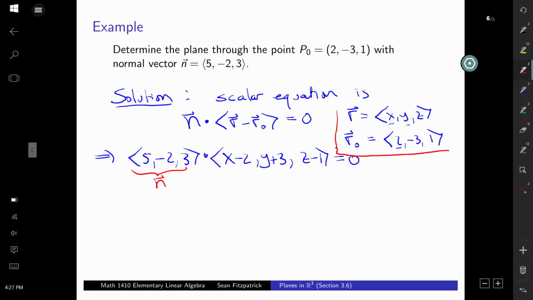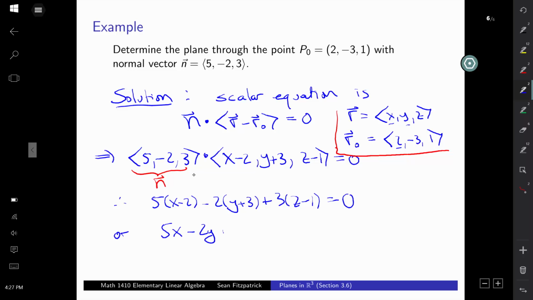Let's kind of separate that. All right, but we can go a bit beyond this. We can simplify, right? This gives me 5 times x minus 2 times y plus 3 times z minus 1 equals 0, and now we've got a sort of a single scalar equation. If you really want to, you can expand and simplify. 5x minus 2y plus 3z is equal to, what is it equal to? 5 times 2 is 10, plus 6 plus 3, so 5x minus 2y plus 3z equals 19 gives you the equation of your plane.